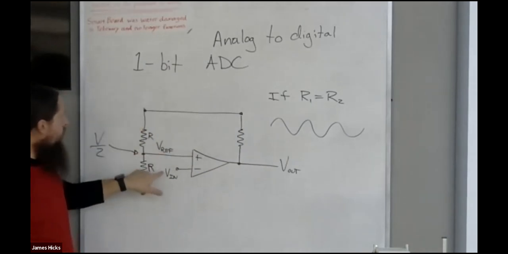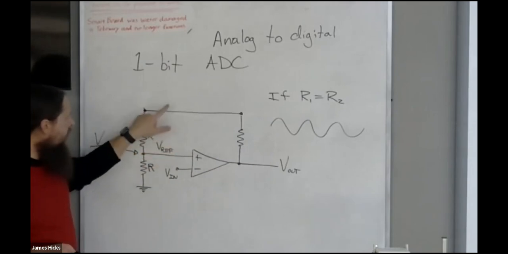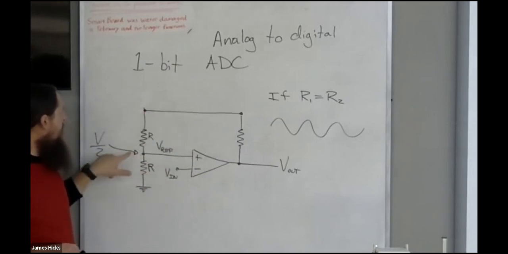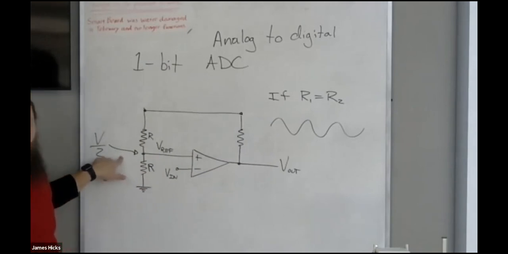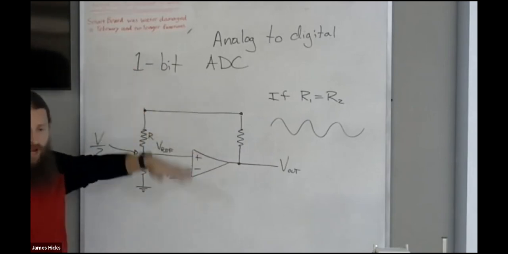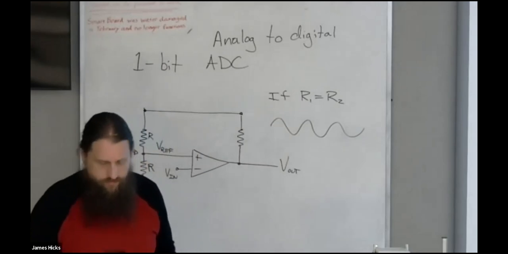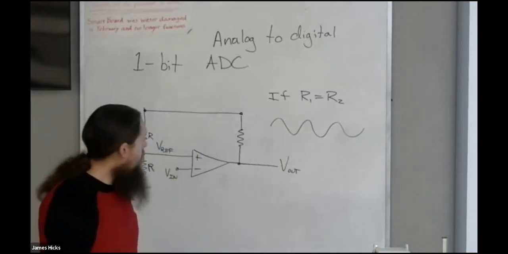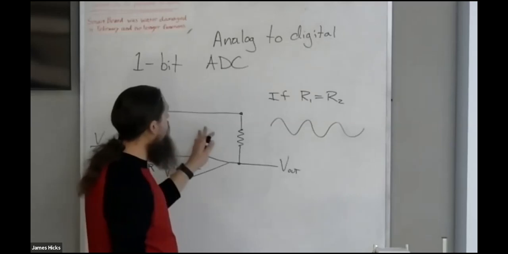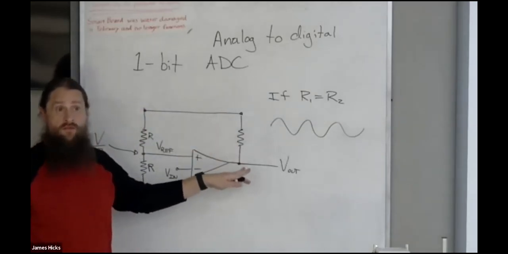The 1-bit is giving me my two possible states, either high or low, and I choose my reference to be that midpoint. Either round half of them up or half of them down. So that does convert an analog signal to a digital one. Not very good resolution.